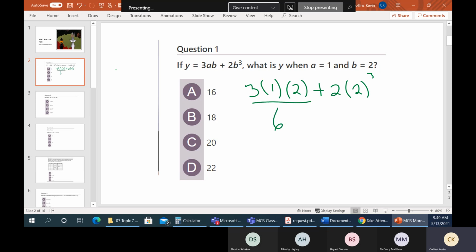So 2 times 3 is 6. Then we do the exponents. 2 to the third is 8. So 8 times 2 is 16, and 16 and 6 is 22. Nice job.